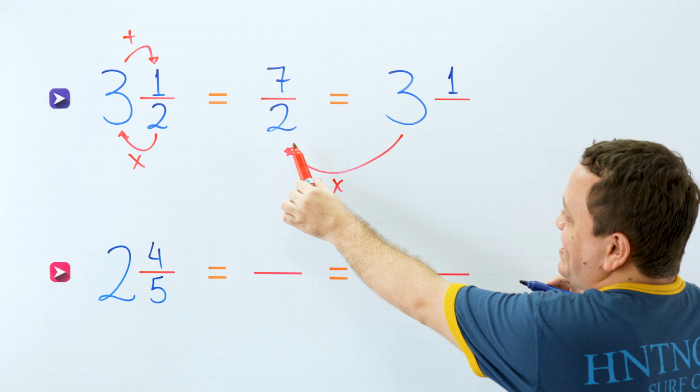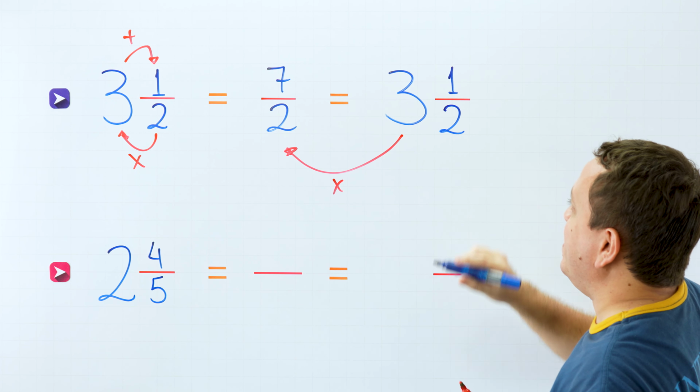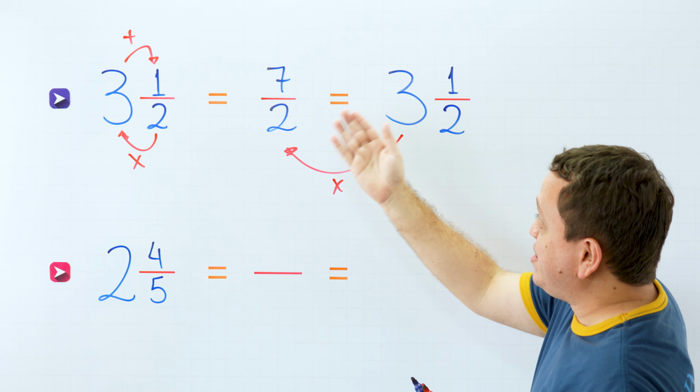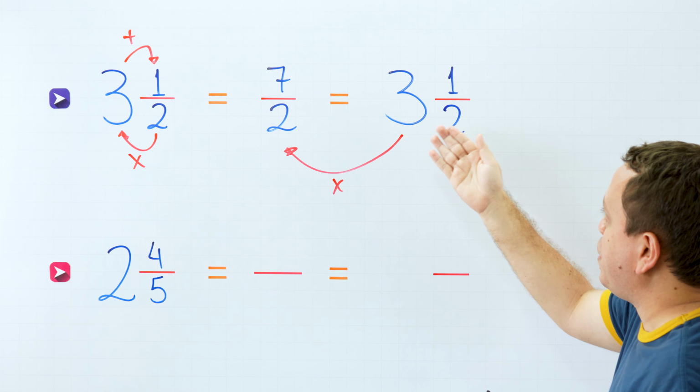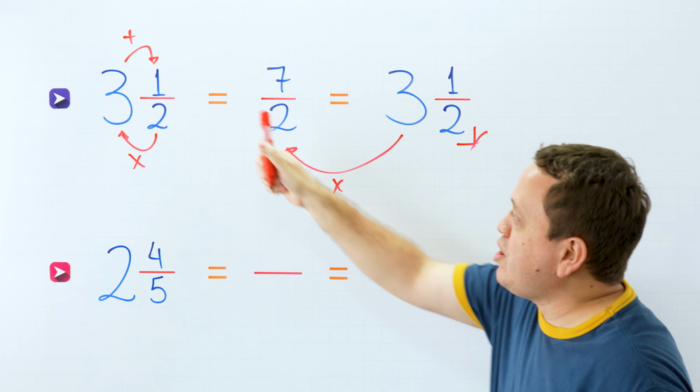Finally, the denominator stays the same, so 2 comes over here. In that way, the improper fraction 7/2 is equivalent to the mixed number 3 and 1/2, our initial mixed number.